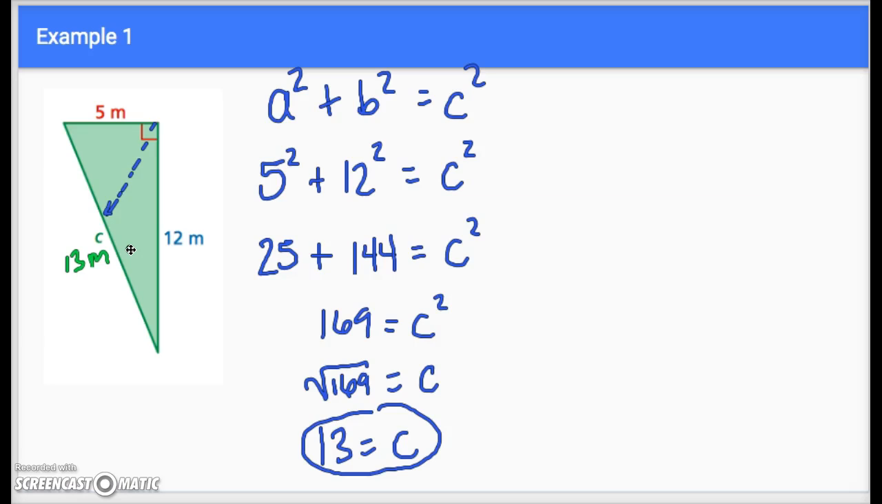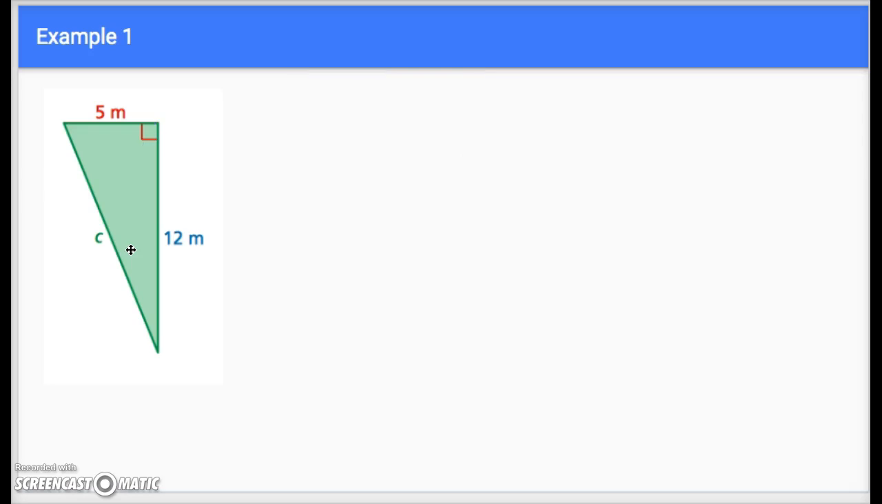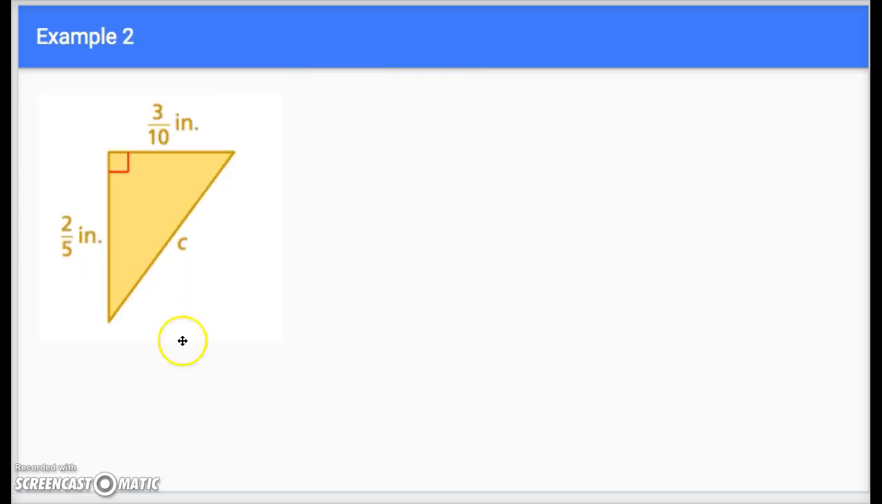Okay, moving on to example number 2. Now we have some fractions thrown in here, but it's going to be the exact same process. So first of all, here's the side that I'm trying to find. Notice it is opposite from the right angle, so that is my hypotenuse that I am trying to find. So in my formula, a squared plus b squared equals c squared, a and b are going to be the two sides that I know.